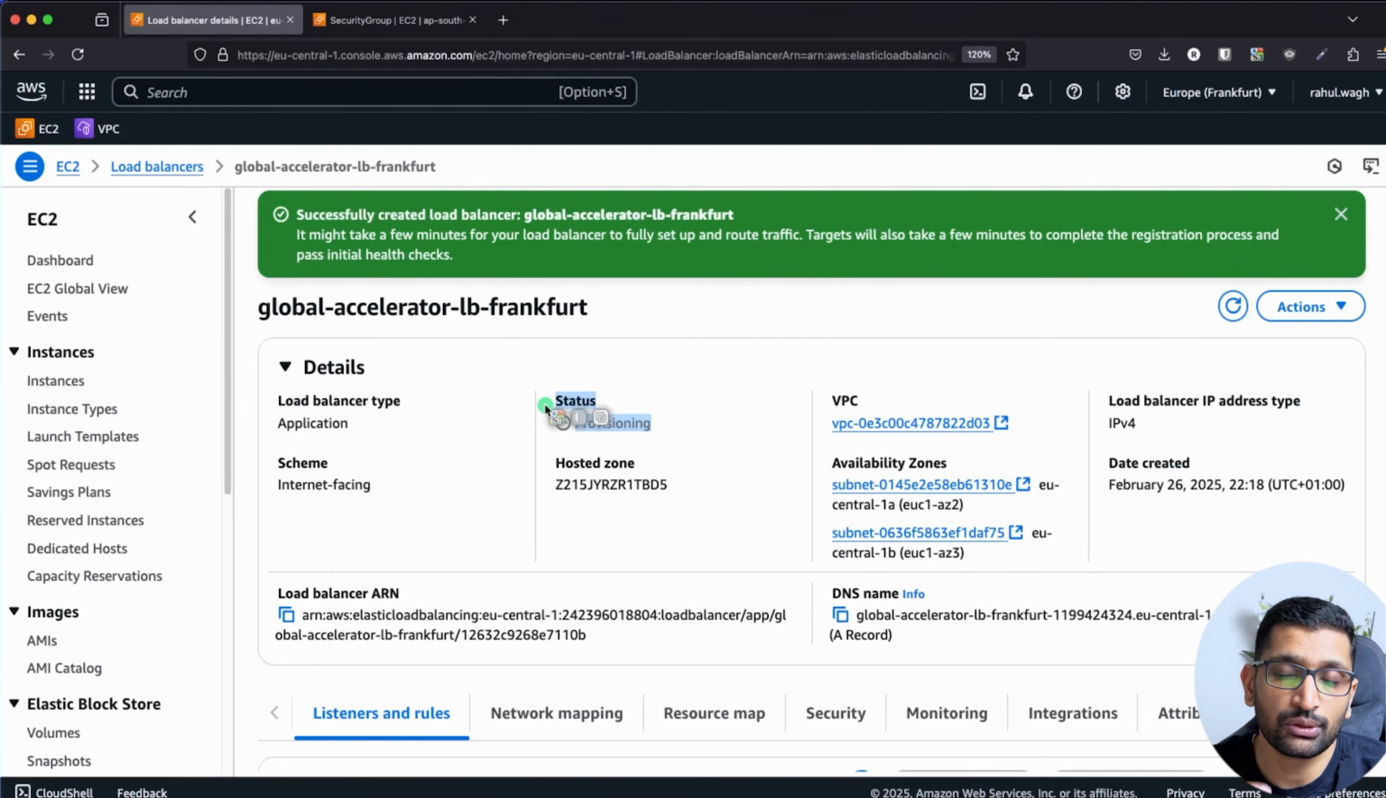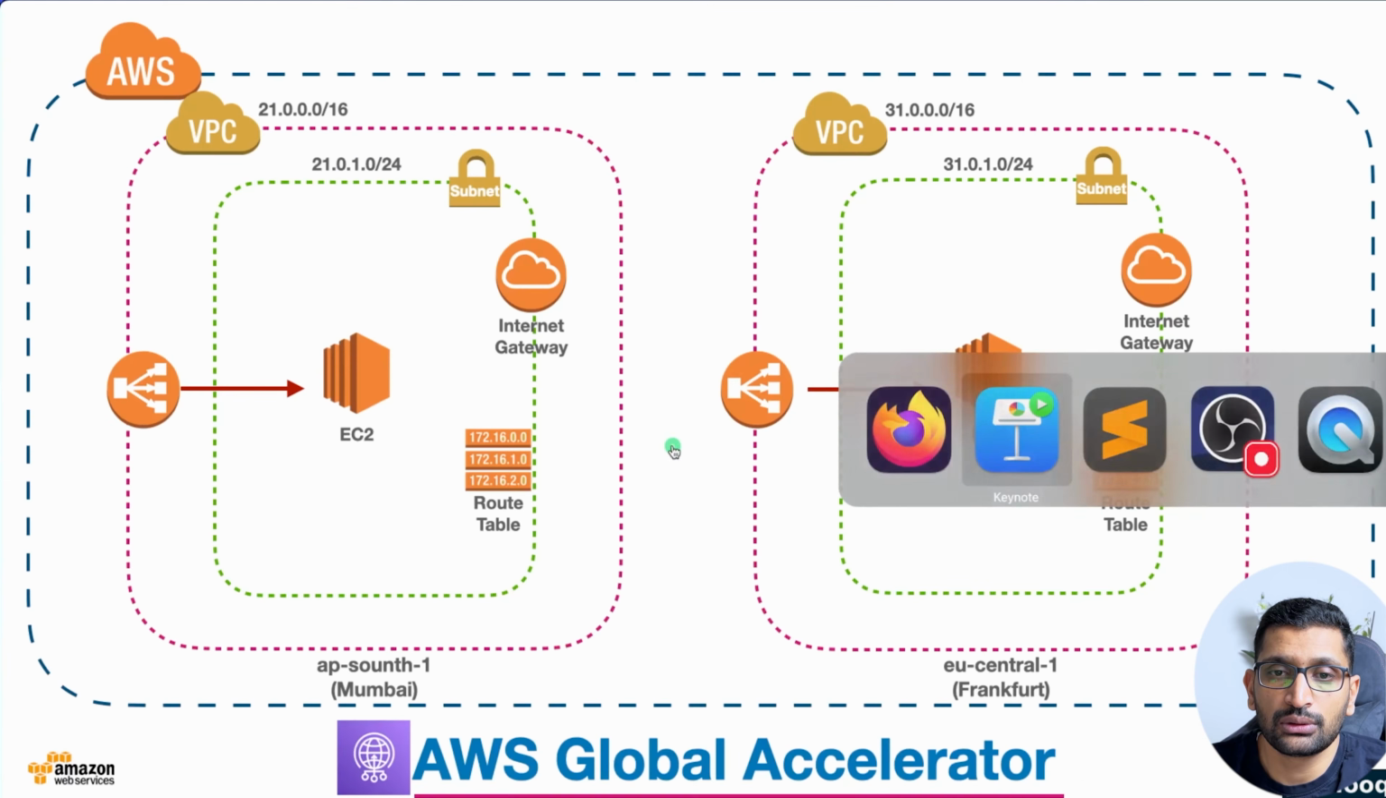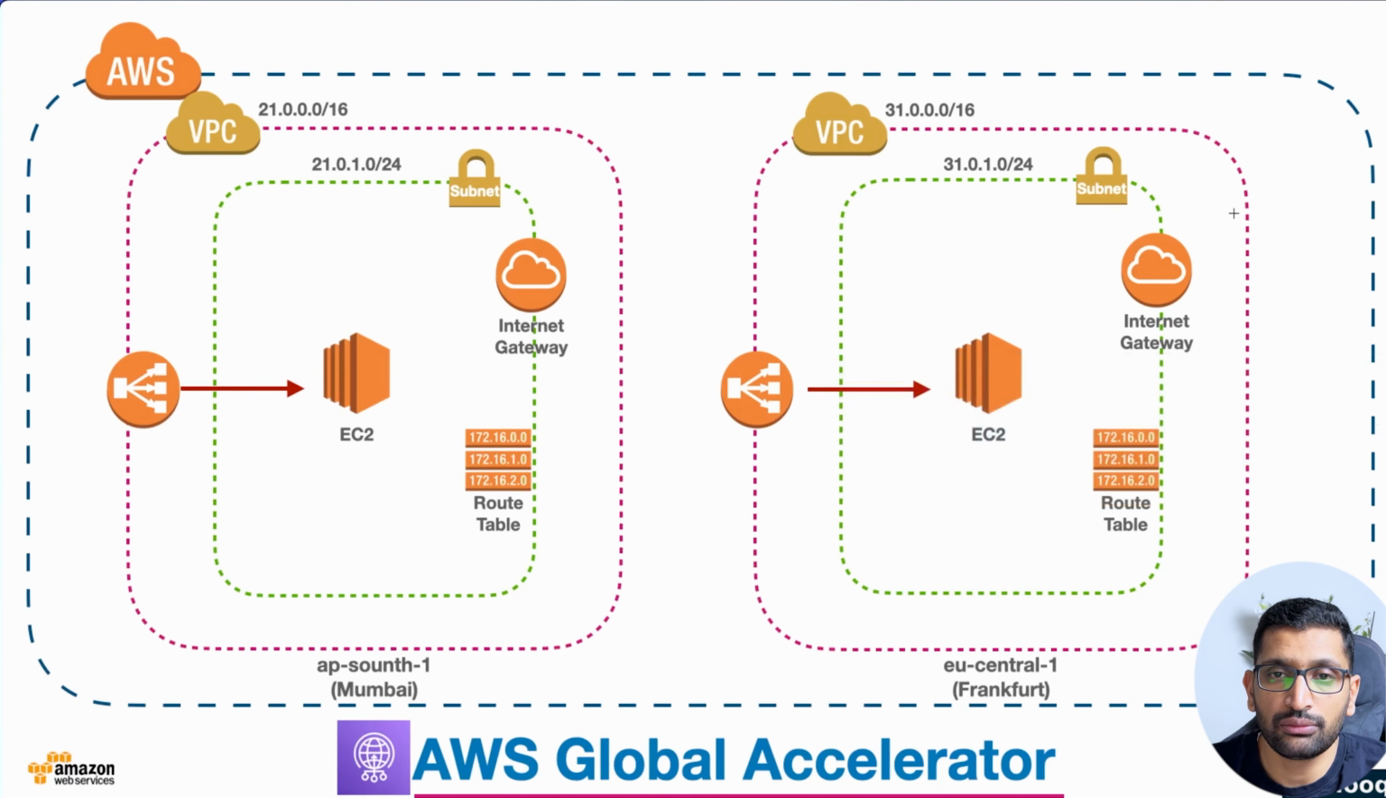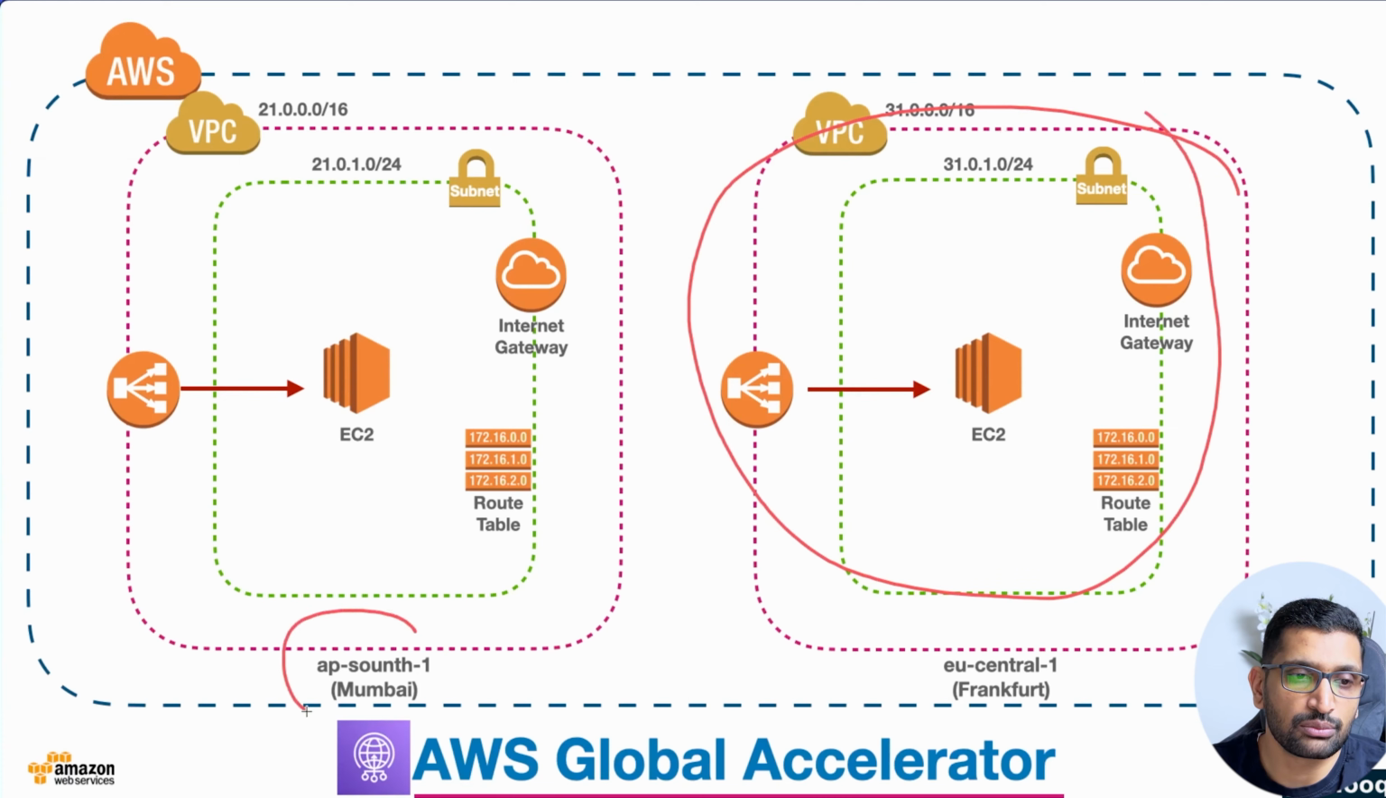So it will take a few minutes to get this load balancer up and running in the Frankfurt region. So we are pretty much done with this part over here. And now I will jump to this Mumbai part, and then we need to work. Again, we need to create one more subnet in another availability zone, which we missed in our first step.